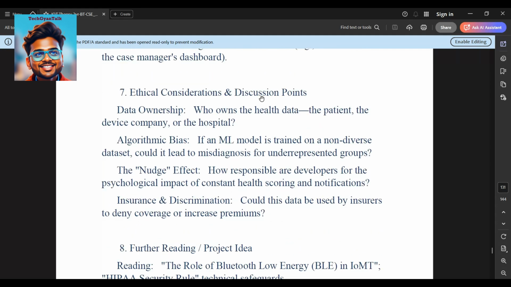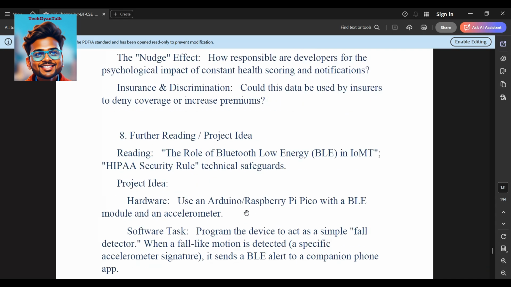Ethical considerations and discussion points. Data ownership: who owns the health data, the patient, the device company, or the hospital? Algorithmic bias: if an ML model is trained on a non-diverse data set, could it lead to misdiagnosis for underrepresented groups? The nudge effect: how responsible are developers for the psychological impact of constant health scoring and notifications? Insurance and discrimination: could this data be used by insurers to deny coverage or increase premiums?